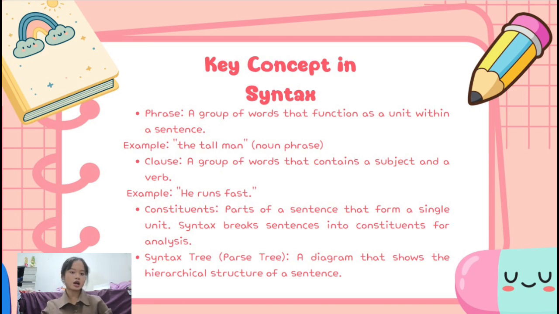And then there's a clause. A clause is a group of words that contains a subject and a verb. Example, he runs fast. He is the subject and runs fast is the verb. And then the constituents. Constituents are parts of a sentence that form a single unit. Syntax breaks sentences into constituents for analysis.